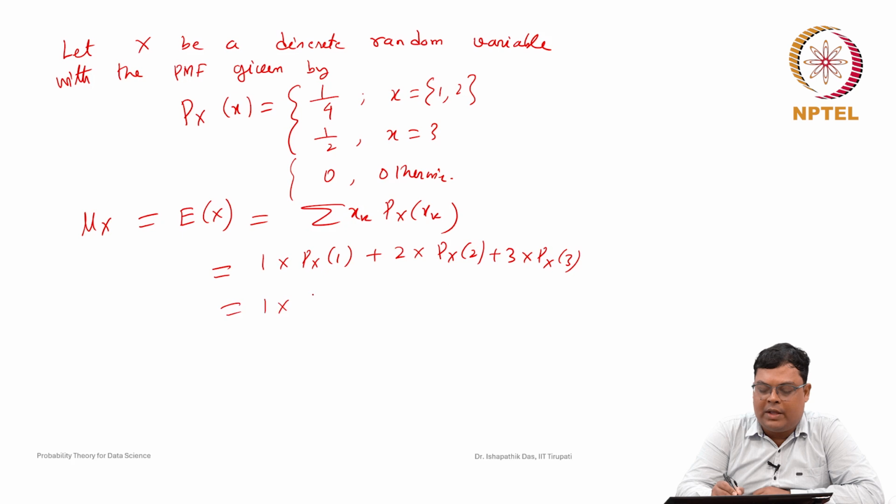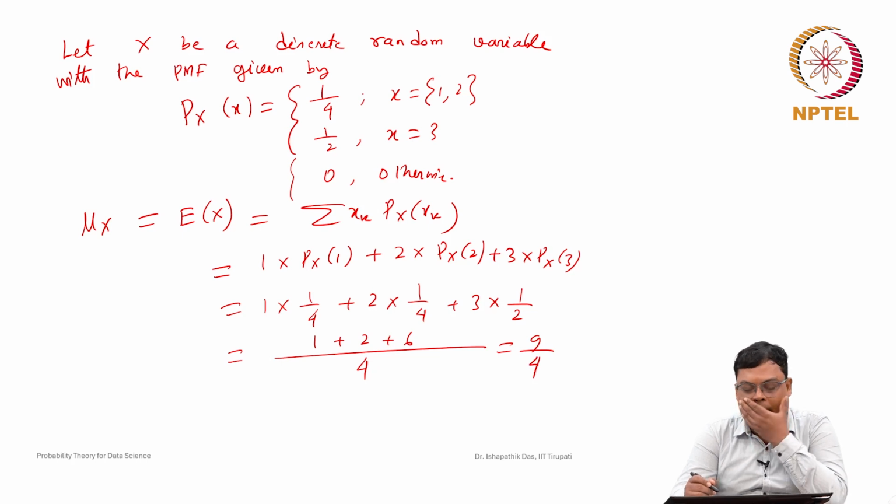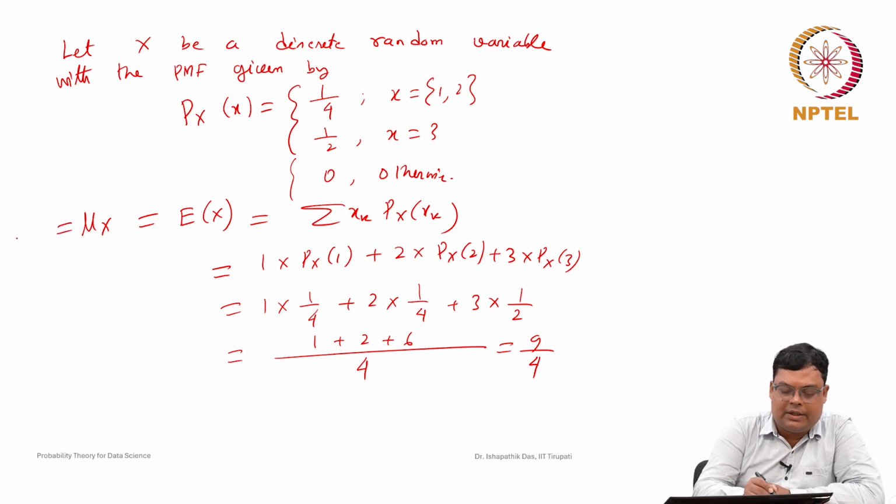So, this is 1 into P_X(1), which is 1/4, plus 2 into P_X(2), which is 1/4, plus 3 into the probability 1/2. Then this is nothing but (1 plus 2 plus 6)/4, so this is 9/4. This is just notation, mu_1 dash.